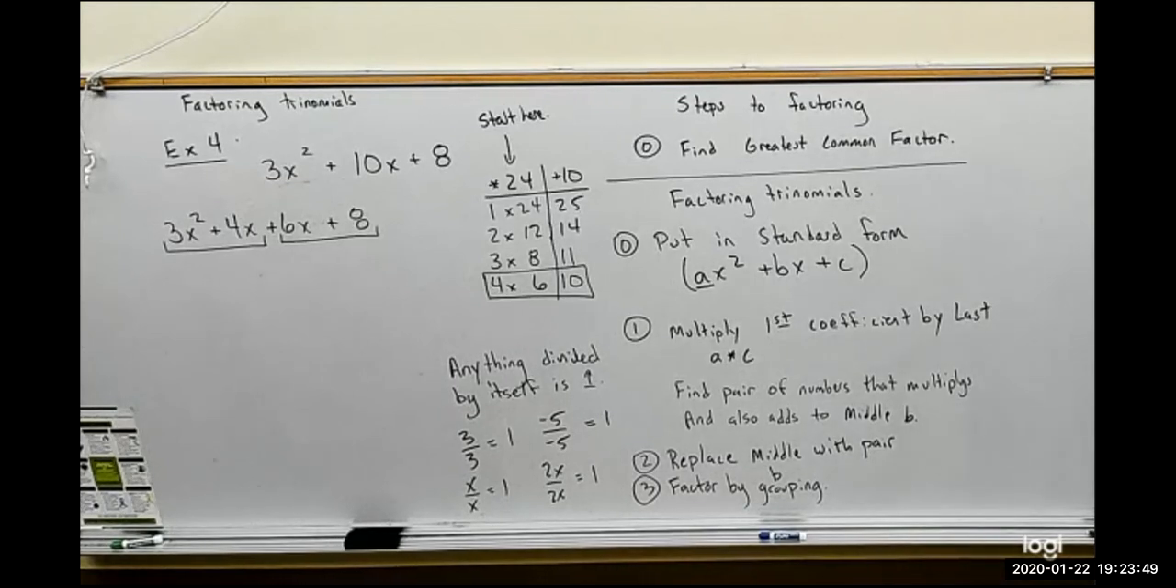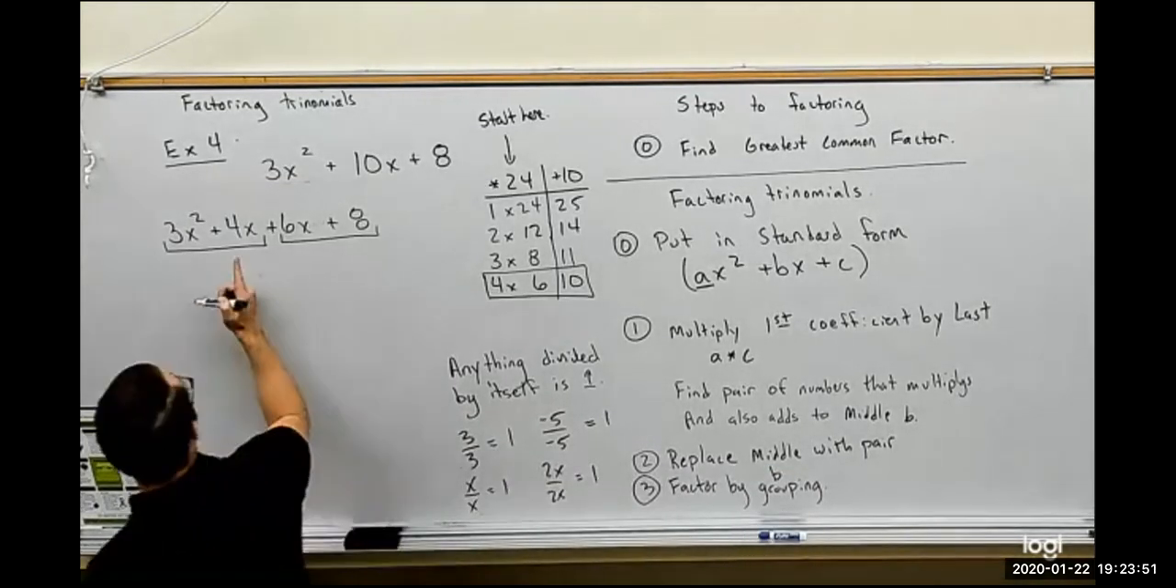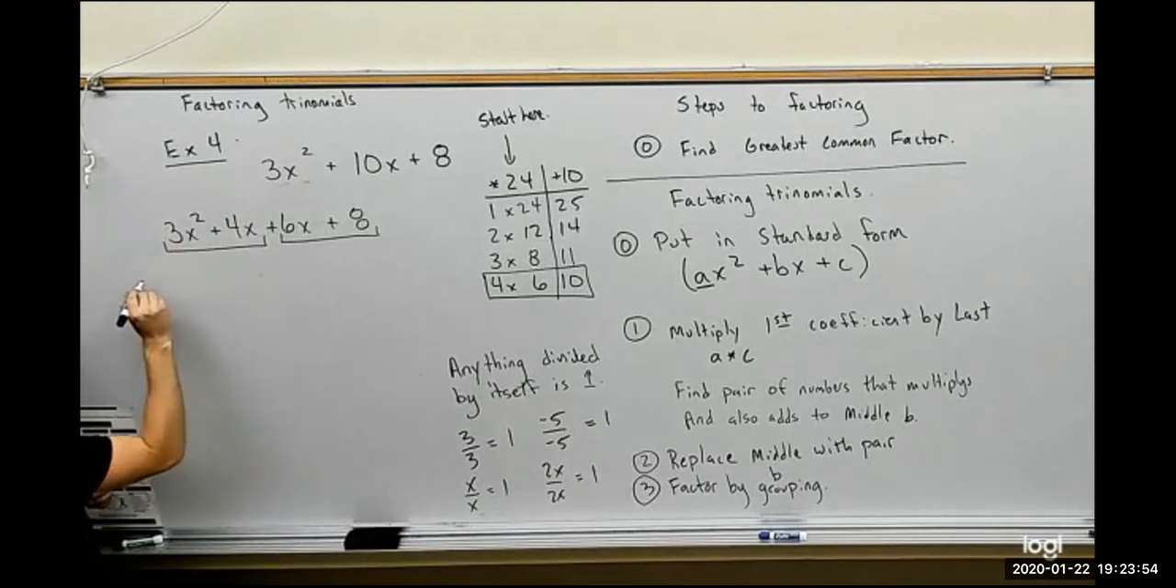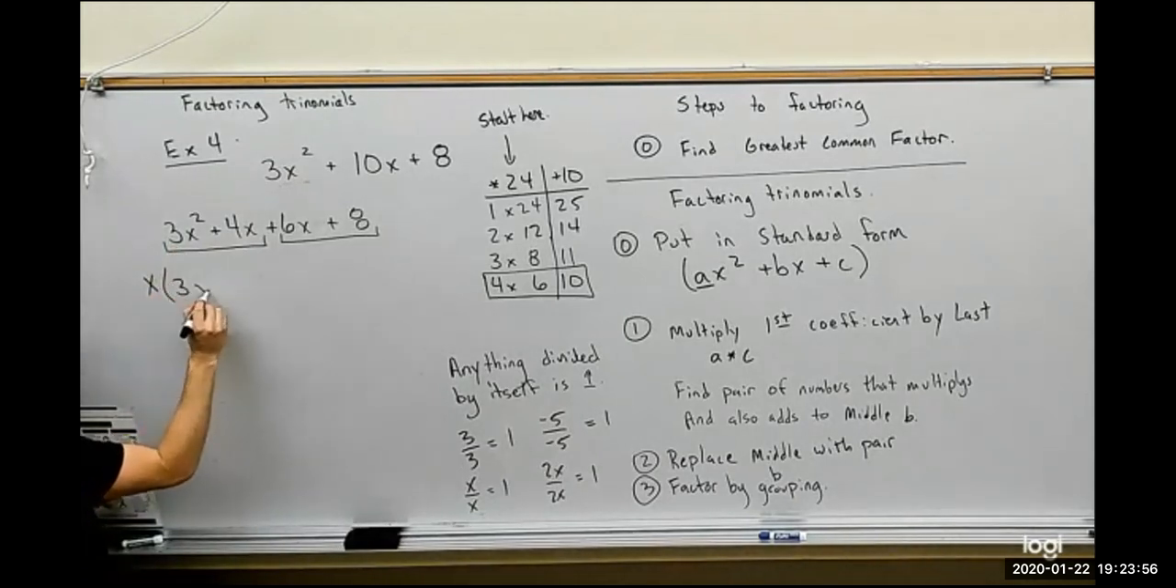So the only thing the first two share here is an x, because 4 is not divisible by 3. So all you can take out is an x. You're left with 3x plus 4.